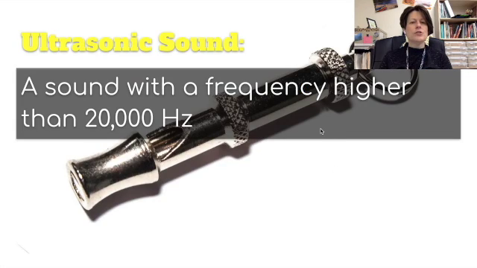Now, ultrasonic sound. Ultrasonic sound is sound that is above our hearing range. A sound with a frequency higher than 20,000 hertz is above the human hearing range. And what I have in the background here is a dog whistle, because when you blow it, you cannot hear it because it is ultrasonic sound. It is above our hearing range, but your dog can hear it. Okay, so that is an example of ultrasonic sound. And there are lots of sounds that are above or below our hearing range. Those that are below our hearing range are called infrasonic.